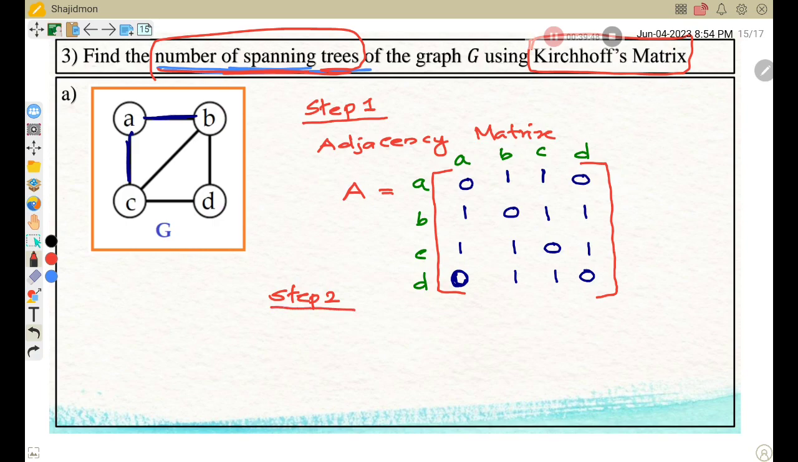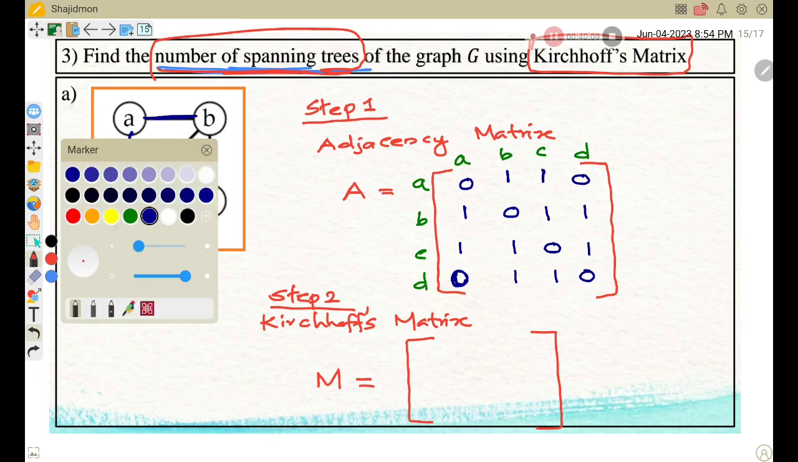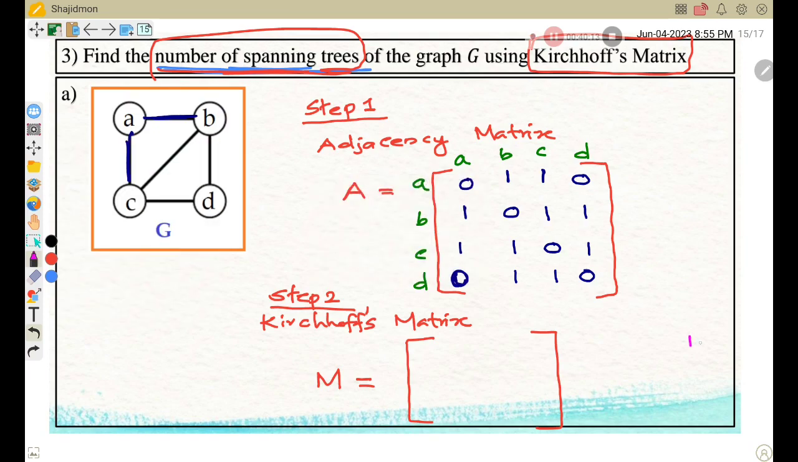Step number 2, what are we doing? We need to write the Kirchhoff matrix, correct? So we need to find the Kirchhoff's matrix, capital M. So capital M equals, I am writing here, the matrix. What we need to do? Wherever 1 is coming, we need to write minus 1. And the diagonal elements we need to replace by the degree of that vertex, correct? Diagonal elements means this number, this number, this number, and this number. Degree of each. For example, A. What is the degree of A here? 2, because 2 edges are incident with that vertex. Correct? B, what is the degree? 3, because here 3. D, we have 2. C, we have 3. So we can replace those numbers here correspondingly. Okay, so let me start. A to A.